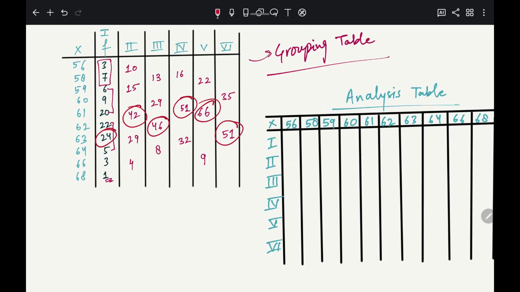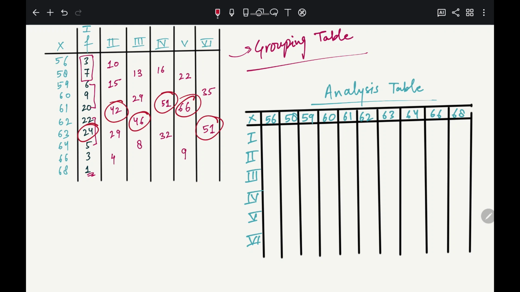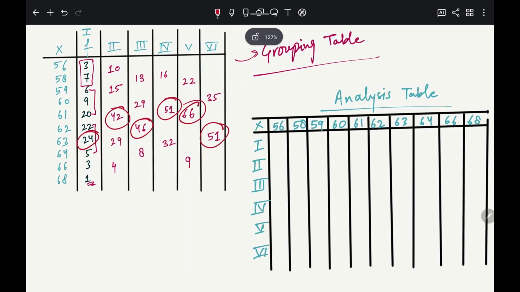So the values against which frequencies are highest are entered by means of a bar in the relevant box. So we will check the largest frequency in the first column, which is 24. In front of 24 we have our x as 63. So we'll put a tick mark in the 63 column.